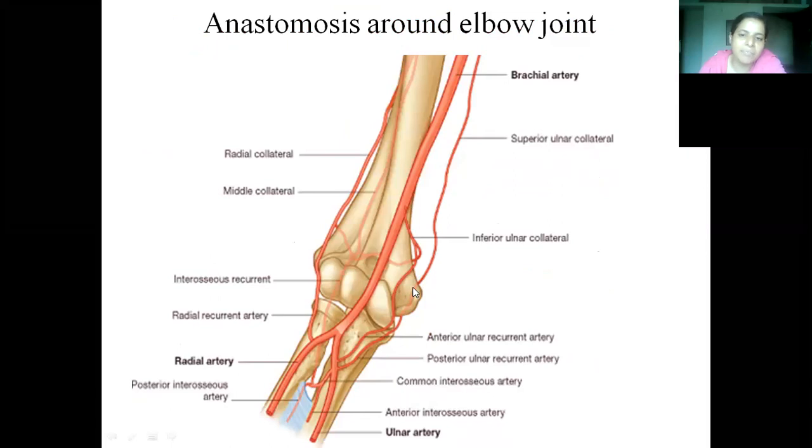See here, in front of the medial epicondyle, we have the inferior ulnar collateral anastomosing with the anterior ulnar recurrent. Behind the medial epicondyle of the humerus, we have the superior ulnar collateral anastomosing with the posterior ulnar recurrent. Then, in front of the lateral epicondyle, we have the radial collateral anastomosing with the radial recurrent. Behind the lateral epicondyle, we have the middle collateral anastomosing with the interosseous recurrent.